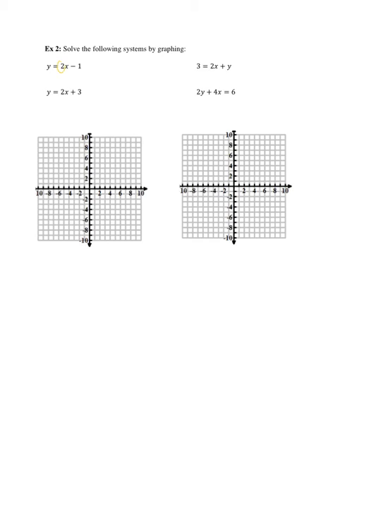Here, you notice that we have the same exact slope. These lines are not going to have any solution because they're parallel. In the first one, the y-intercept was negative 1, and then the slope is 2. So there's that one. And then here, my y-intercept is 3, and same slope.